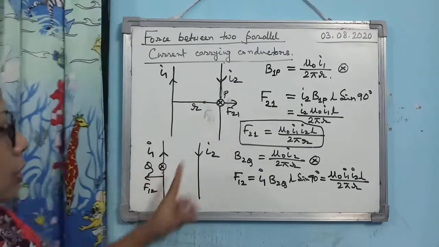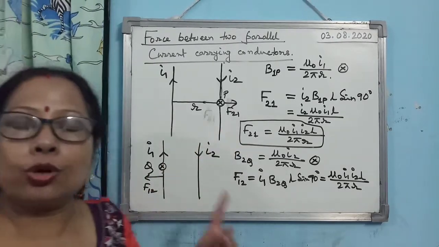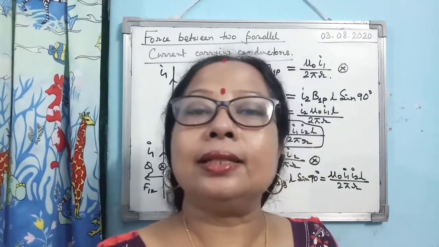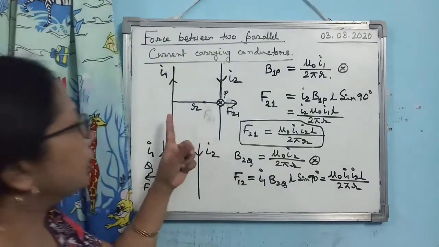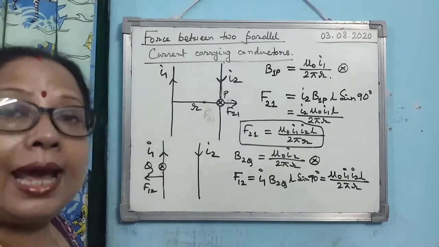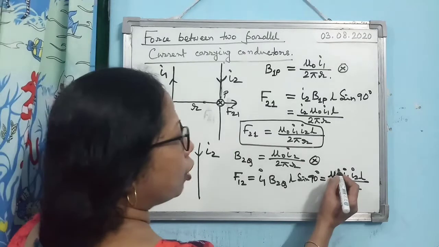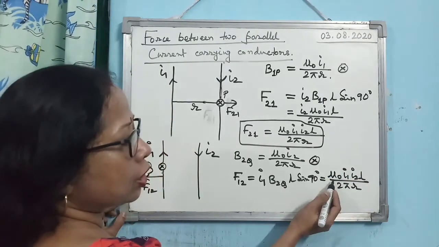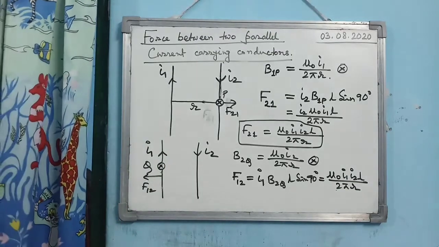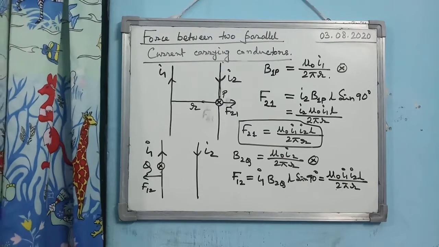So look at the two forces here. They are repelling each other. Okay, so when the two current carrying conductors carry current in the same direction, they attract each other. But when the two current carrying conductors carry current in the opposite direction, they repel each other. Alright, and in both the cases, what is the magnitude of the force? Mu 0 I1 I2 L by 2 pi R. Okay, R is the distance of separation between the two conductors.